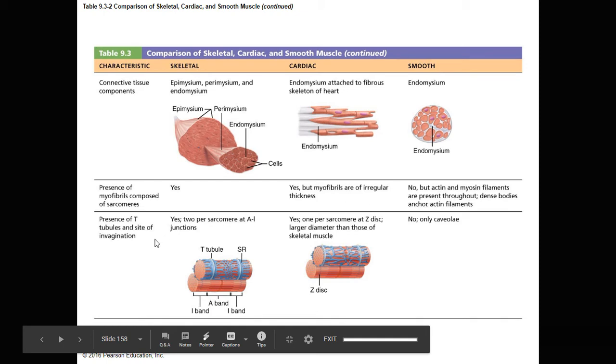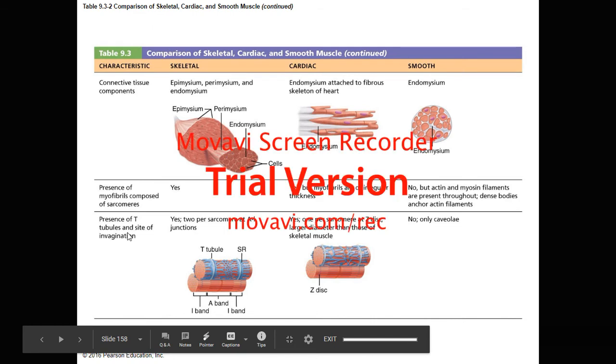All right, and then presence of T tubules. So skeletal, yes. Cardiac, yes. Smooth, no.